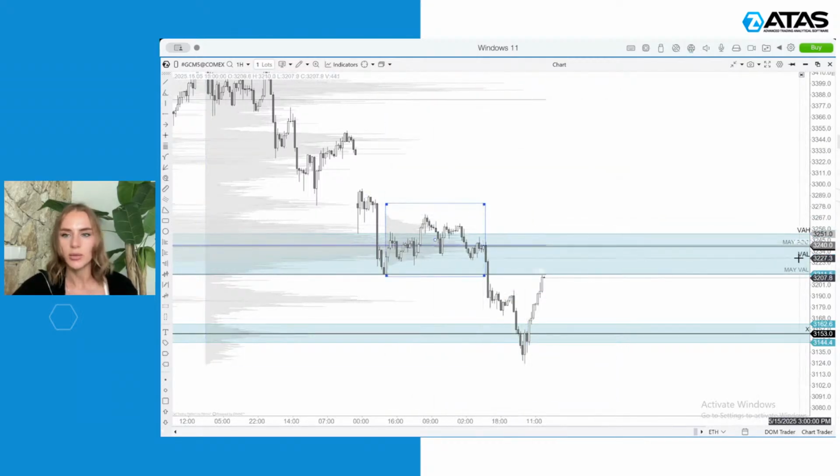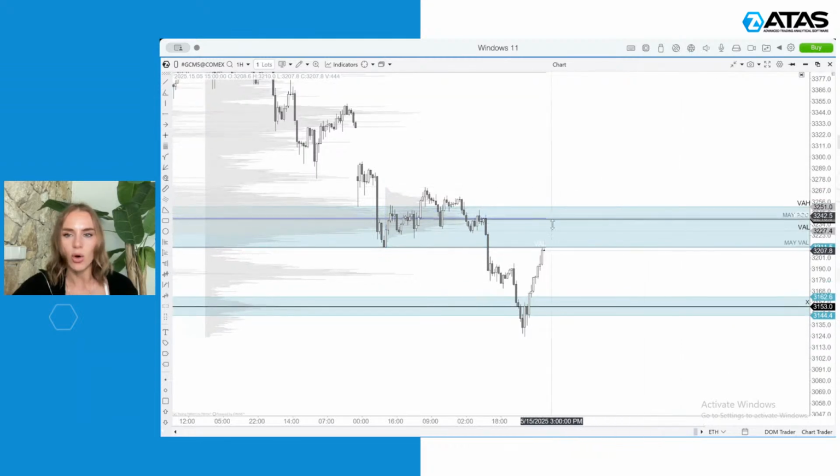Right here, we can see one and second one. So all of this, we see value area low of May, value area of this consolidation, May point of control of consolidation, value area high. So definitely this zone is screaming sell. I'm going to reverse from here.